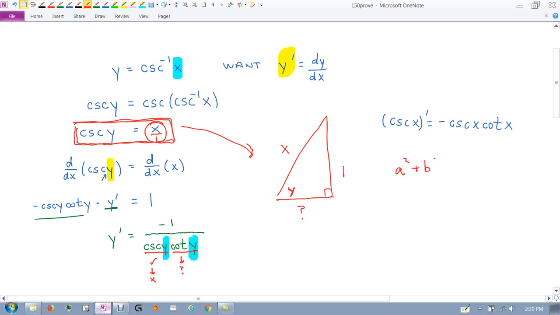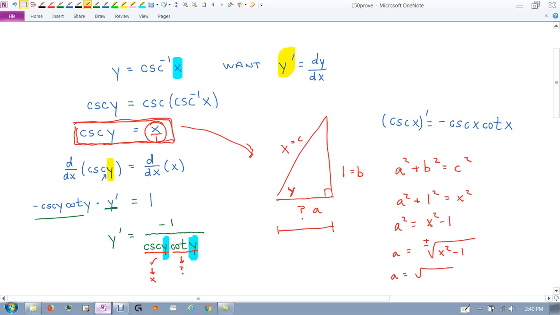I just use the Pythagorean theorem. We'll call this side a, this side b, and this side c. So if I just rewrite this equation, it's a squared plus 1 squared equals x squared. If I solve for a squared, I get x squared minus 1. And if I solve for a, I get square root of x squared minus 1. I get plus or minus, however, a is the length of this side, so we will throw out the negative. So a is just root x squared minus 1. Okay, so that's this side, root x squared minus 1.